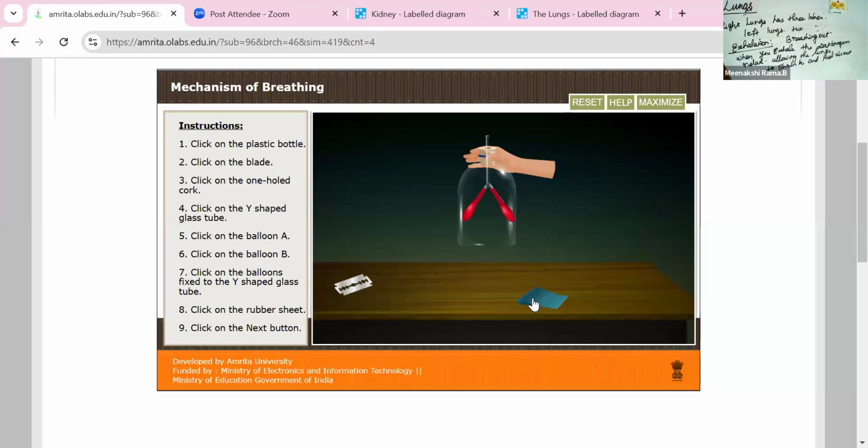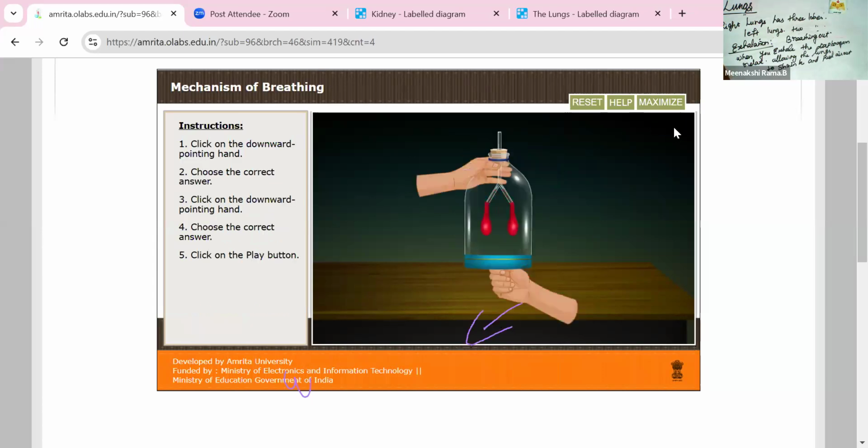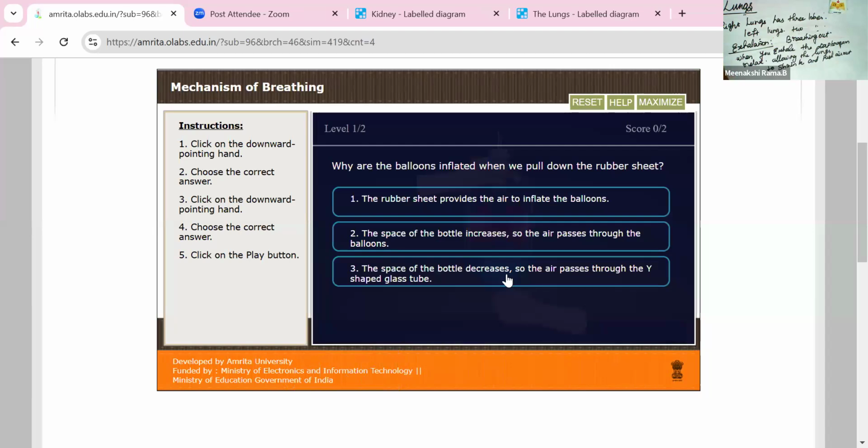Okay. This is the diaphragm part. Okay. So I want to pull that part, okay? Yes, the air is inhalation. The inhalation process is going on, okay?